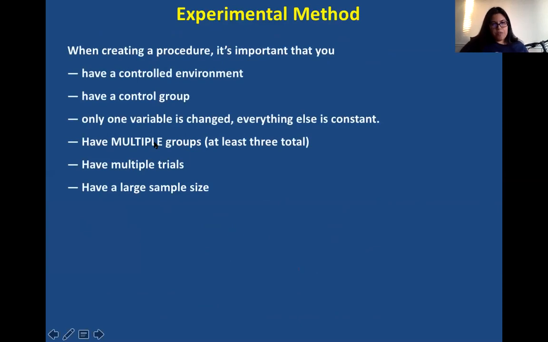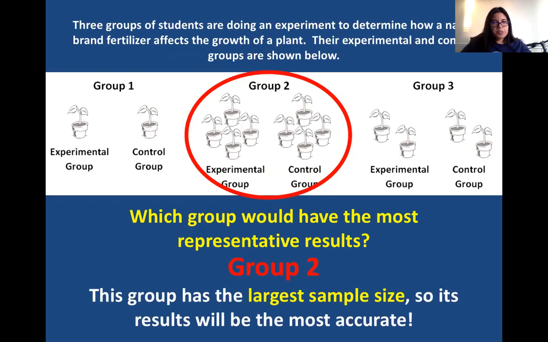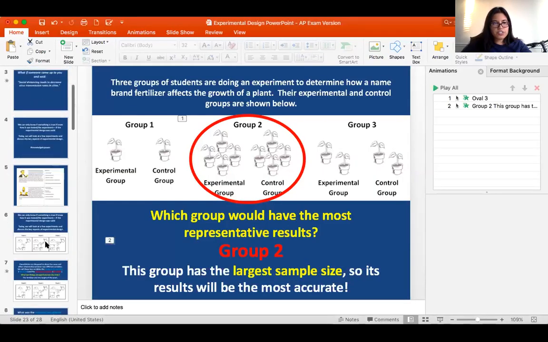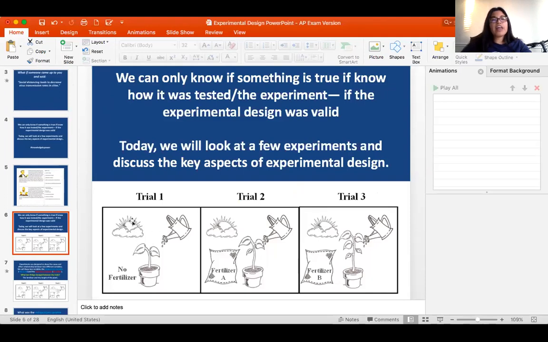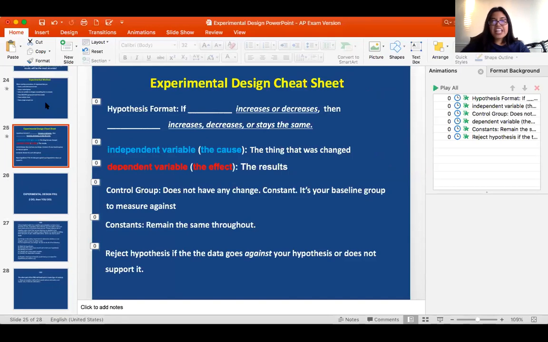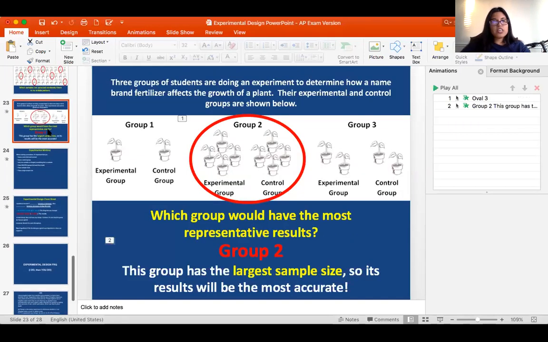So when you're designing your method, you can design your procedure. You need to design a controlled environment, have a control group, change only one variable, have multiple groups, multiple trials, and have a large sample size. And we saw that in our experiment of fertilizer. We used multiple plants. We changed only one variable, which is the fertilizer. And we had a control group, which is the one that had no fertilizer. And to increase the accuracy, we could repeat this experiment 10 times.